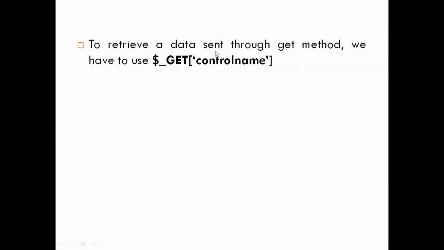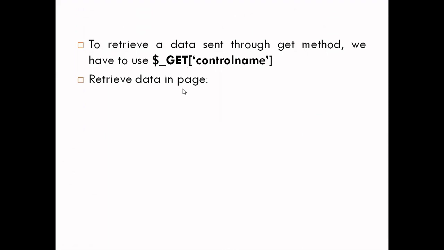To retrieve data sent through get method, we have to use dollar underscore GET in square brackets, in single quotation, the control name. Here dollar underscore GET is a server variable. So whenever we want to retrieve data from one page to another page, we have to use dollar underscore GET. Then here we have to write the control name. It can be either a text box, a combo box, a list box, radio button, checkbox, etc.